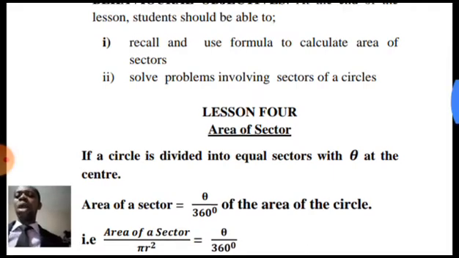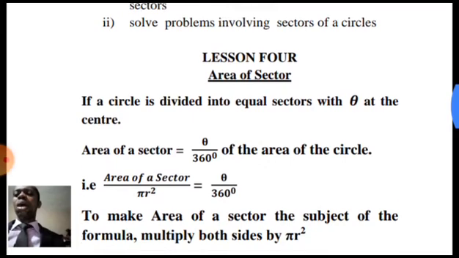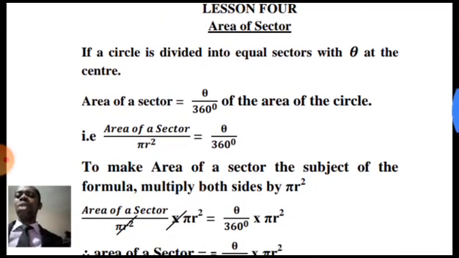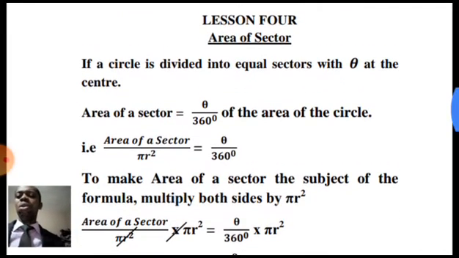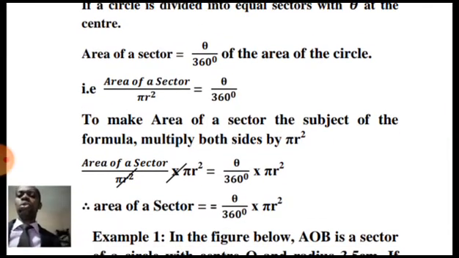So when we multiply both sides by pi r square, this is what we are going to have. Area of a sector over pi r square times pi r square is equal to theta over 360 times pi r square. So from the left hand side, pi r square will eliminate pi r square. So you'll be left with area of a sector, which is equal to theta over 360 times pi r square. So that is the formula for finding the area of a sector.